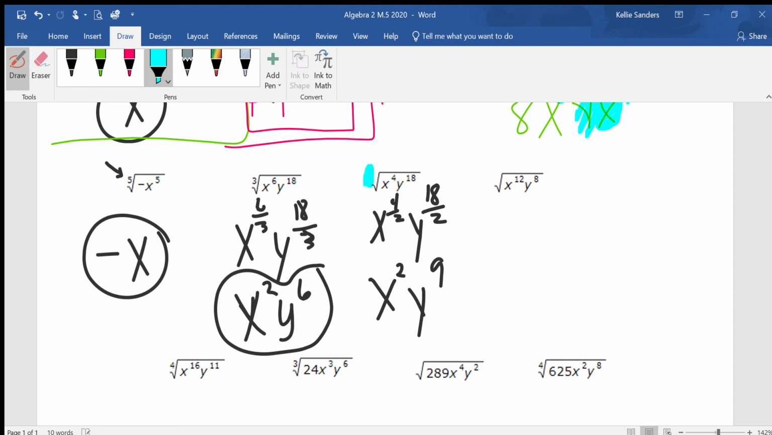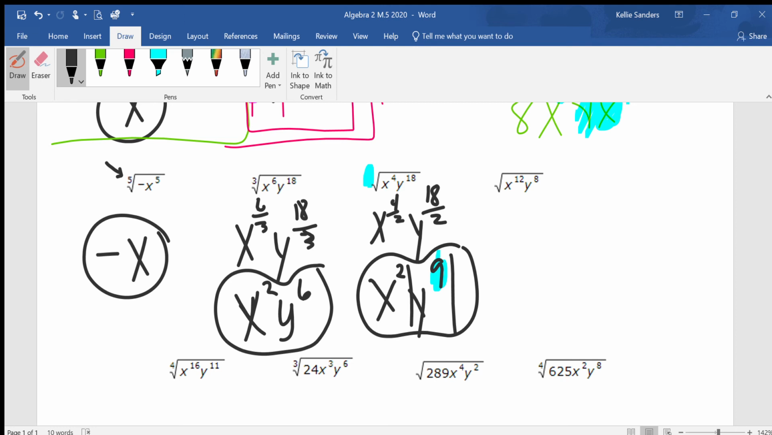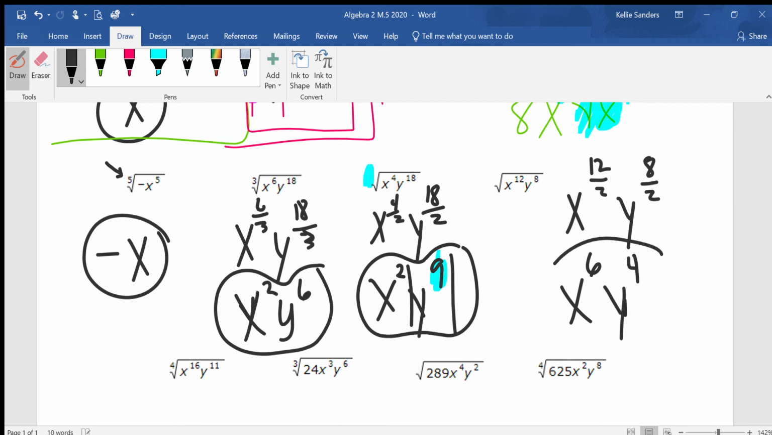Since this is even, and this is odd, we have to put absolute value signs around the y. We don't have to do it around the x because it has a 2 and 2 is even. 2 over 2, 8 over 2, 2 over 2 is 6, which is even. 4 over 2 is, 8 over 2 is 4, which is even. Since they're both even, we do not have to have absolute value signs.